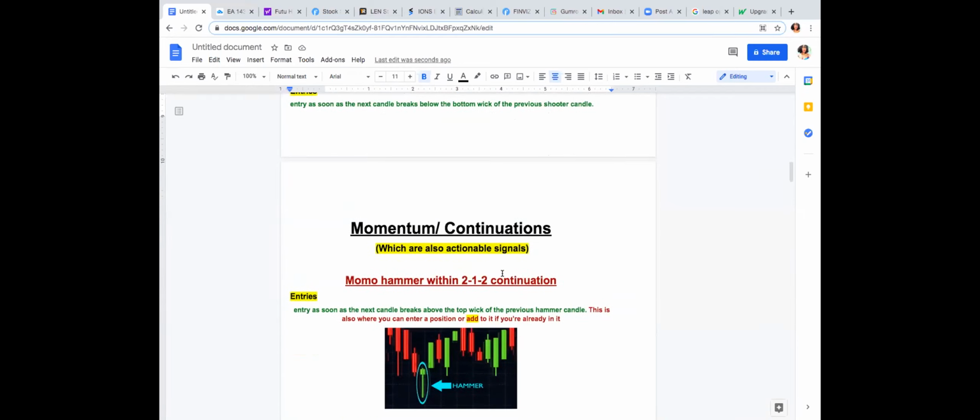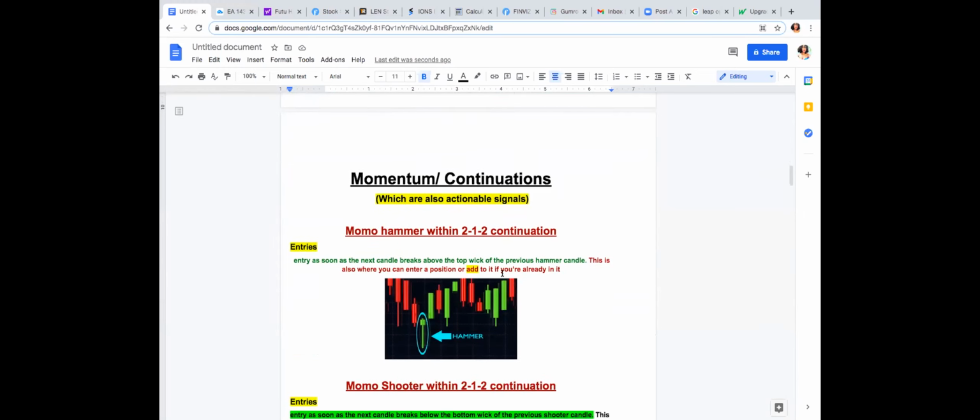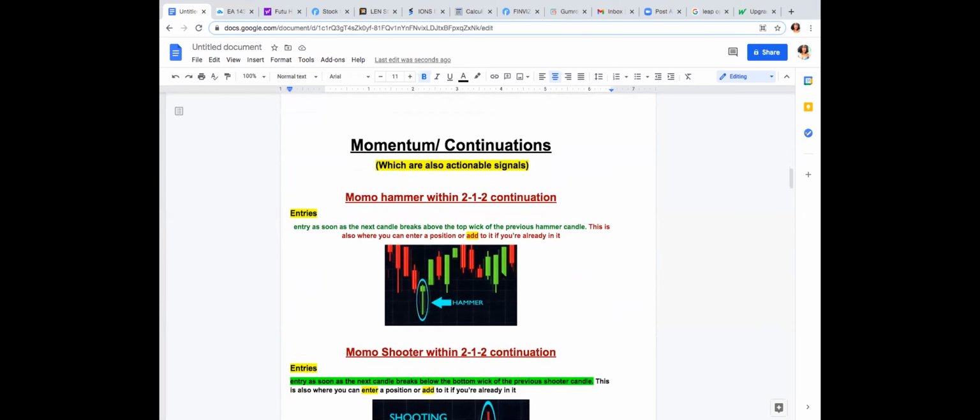All right, so let's talk momentum and continuations, which are also actionable signals. You have the Momo hammer, which is a 2-1-2 continuation. So you're basically going to see a 2 candle followed by a hammer candle followed by a 2 candle. So that's going to be a Momo hammer with a 2-1-2 continuation. For your entries, you're going to enter as soon as the next candle breaks above the top portion of the previous hammer candle. This is also where you can enter a position or add to it if you're already in it.